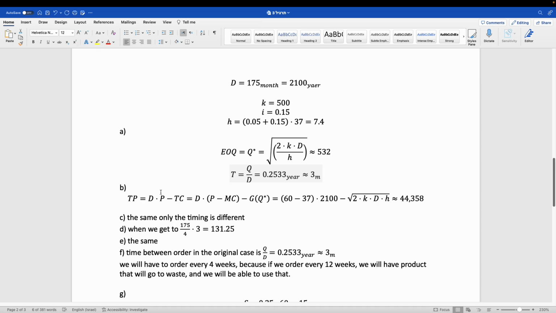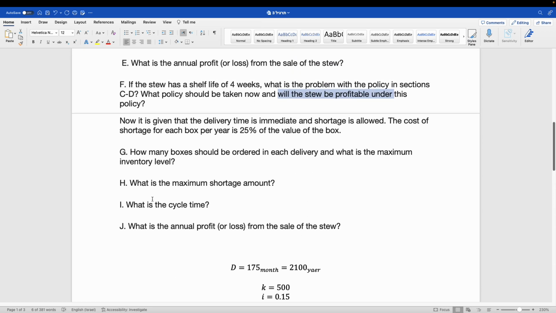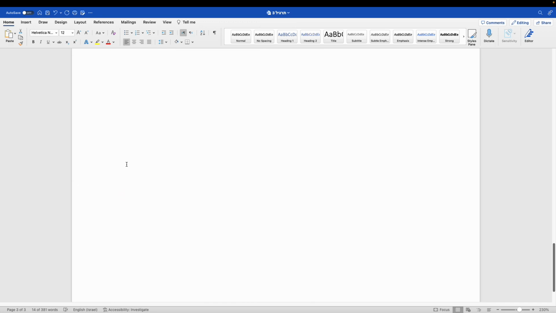So this will be a really big problem for us, and we will have to calculate manually how much it affects us. And now we ask, given that the delivery time is immediate and shortage is allowed, the cost of the shortage for each box per year is 25% of the value of the box. So now we allow shortage. How many boxes should be ordered in each delivery, and what is the maximum inventory level?